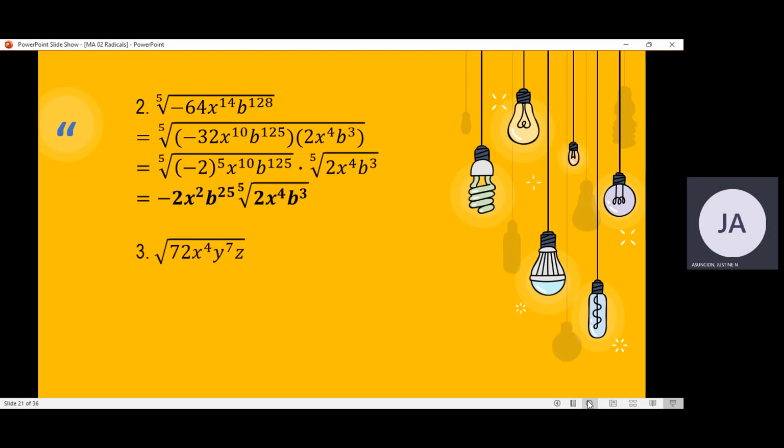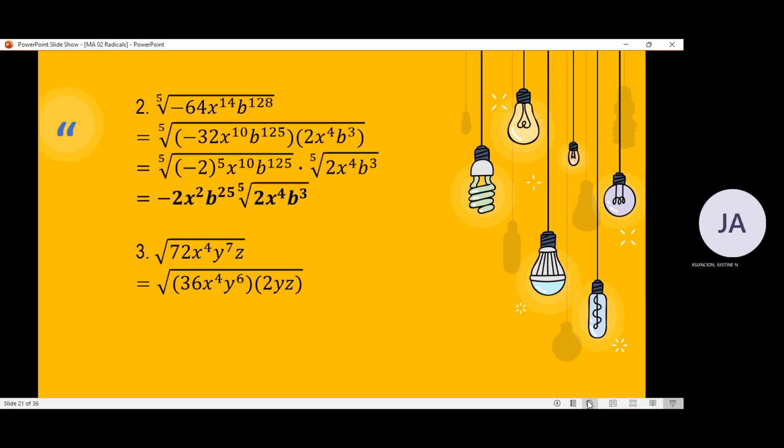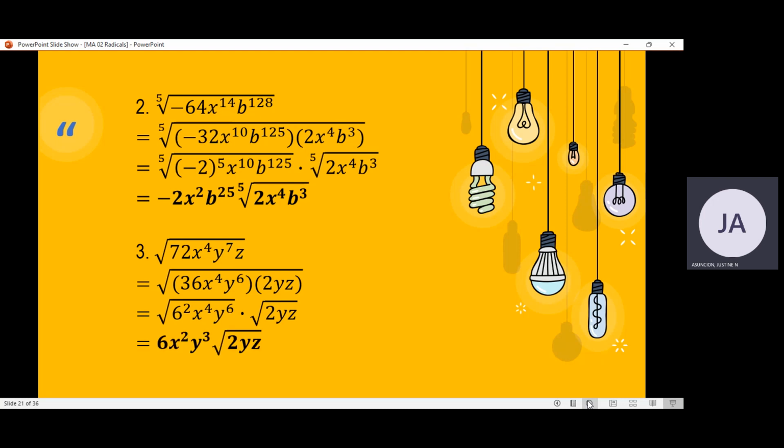Another example, the square root of 72 x raised to 4 y raised to 7 z. So again, let's identify the perfect root here. That's 36 times 2, x raised to 4, then y raised to 6 times y, and then we have the z. Simplifying that, square root of 36 is 6, x raised to 4 is x squared, y raised to 6 is y cubed, times the square root of 2yz.